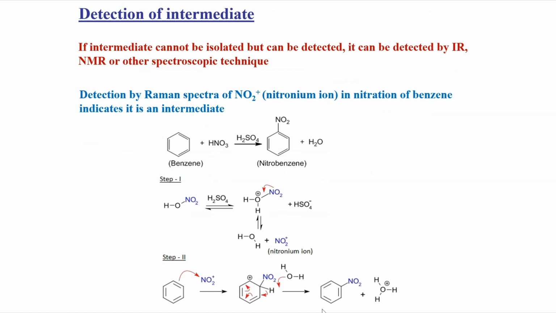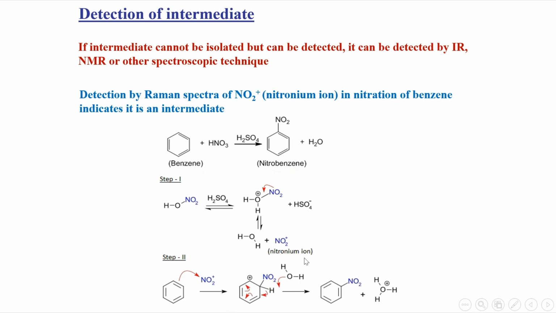For example, in nitration of benzene, the following mechanism has been put forward. Nitric acid reacts with sulfuric acid to give rise to nitronium ion. During the course of the reaction, the nitronium ion is an intermediate formed in the reaction, and this nitronium ion reacts with the benzene, and the nitronium ion replaces the H+ ion in the benzene ring and gives rise to nitrobenzene.